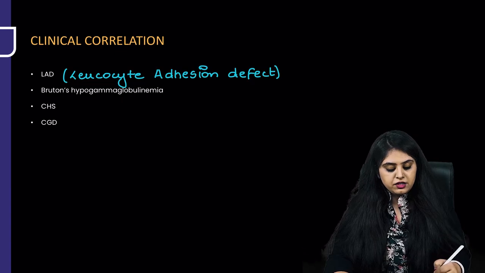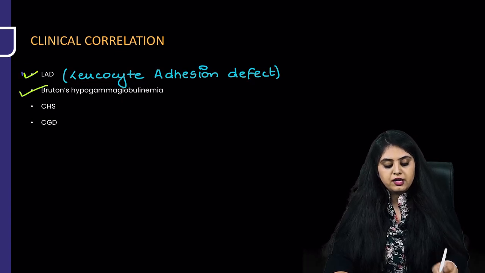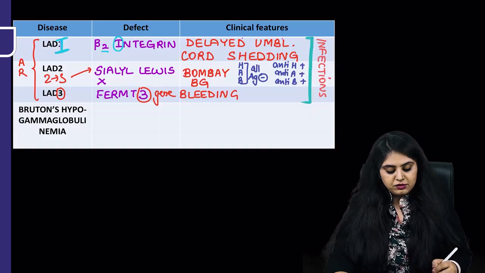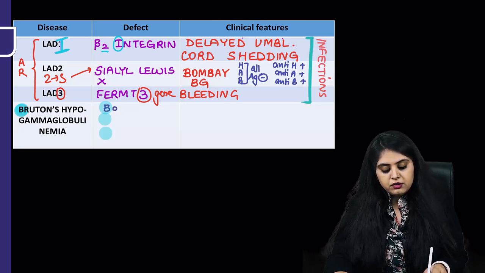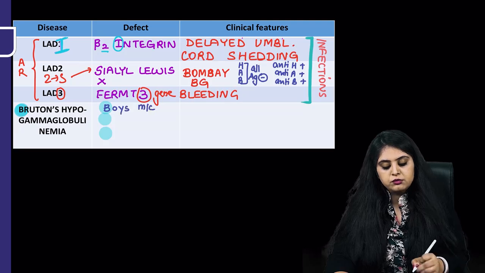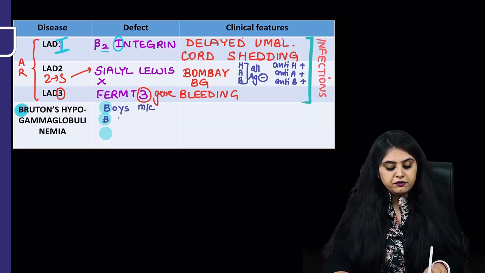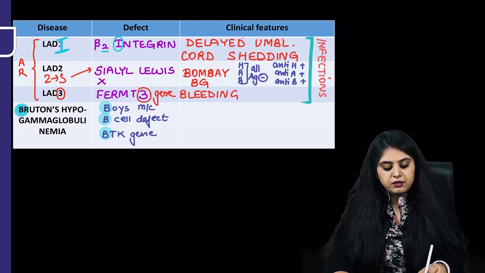Coming to the next disease that you have to know, and that is Bruton's hypogammaglobulinemia. As the name suggests, B for Bruton, and you are going to think of three things with B. This disease tends to occur more commonly in which gender? It occurs more commonly in boys. What kind of a defect is it? It is going to be a B cell defect. And what gene is defective? It is a BTK gene defect. Boys, B cell and BTK gene defect.